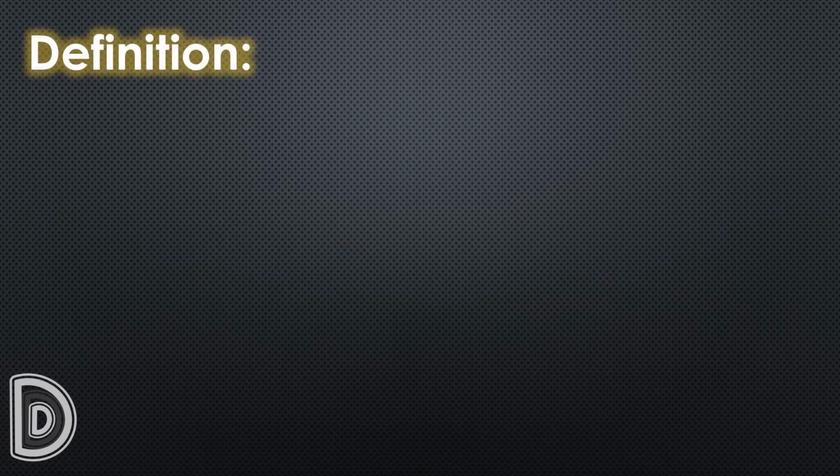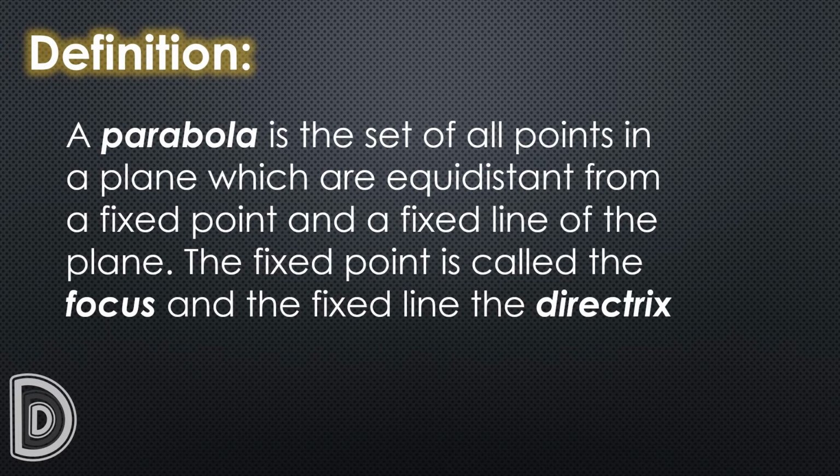This time, let us have an explicit definition of a parabola. A parabola is the set of all points in a plane which are equidistant from a fixed point and a fixed line of the plane. The fixed point is called the focus, and the fixed line is called the directrix.